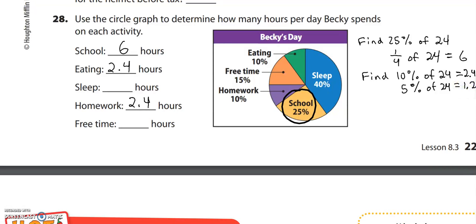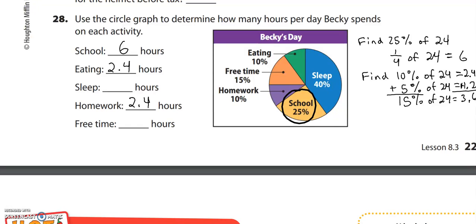Now I didn't actually answer any questions yet, but I should be able to notice, what if I combined 10% and 5%? What would I get? I'd get 15%. And if I combine those, I have to combine the hours over here. And so I'm going to add up 2.4 and 1.2. And so I'm going to get 15% of 24 is 3.6.